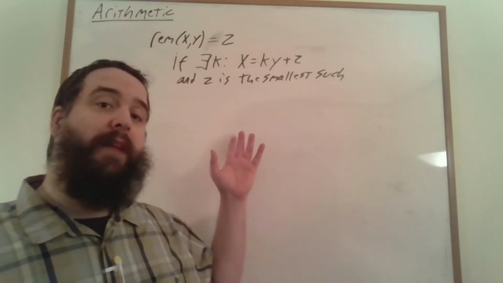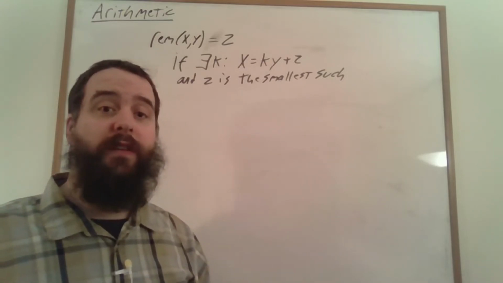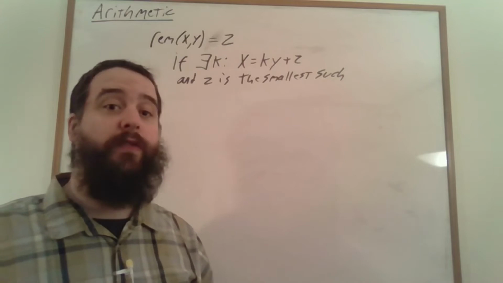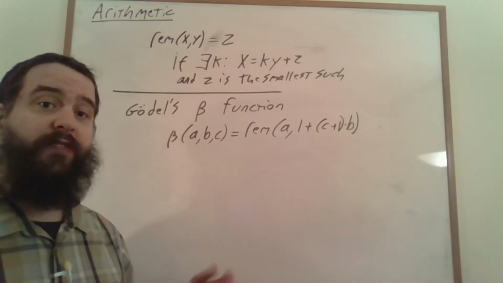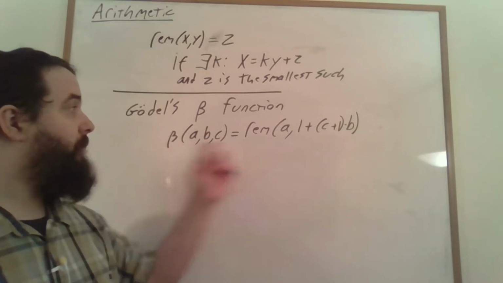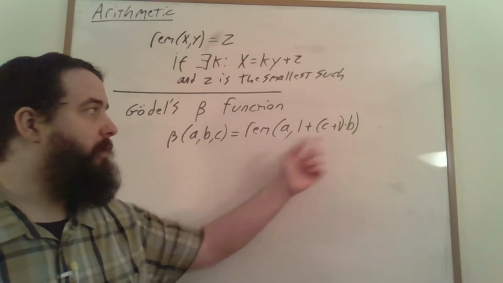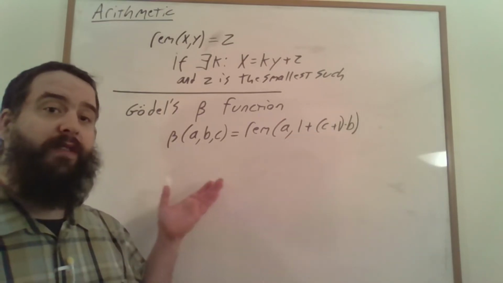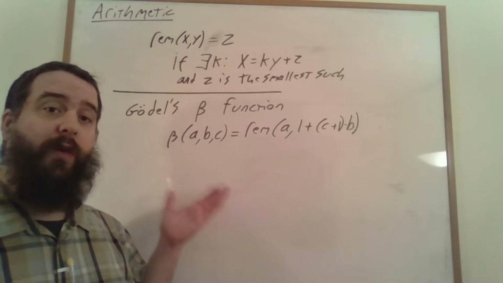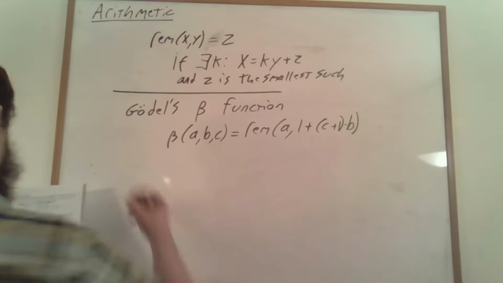Having this remainder function allows us to construct a key piece of the proof of Gödel's Incompleteness theorem, and that's Gödel's beta function. Gödel's beta function takes in three inputs, a, b, and c, and returns the remainder when a is divided by 1 plus c plus 1 times b. The key property of this function is that it allows us to encode arbitrary tuples of integers given just two numbers.